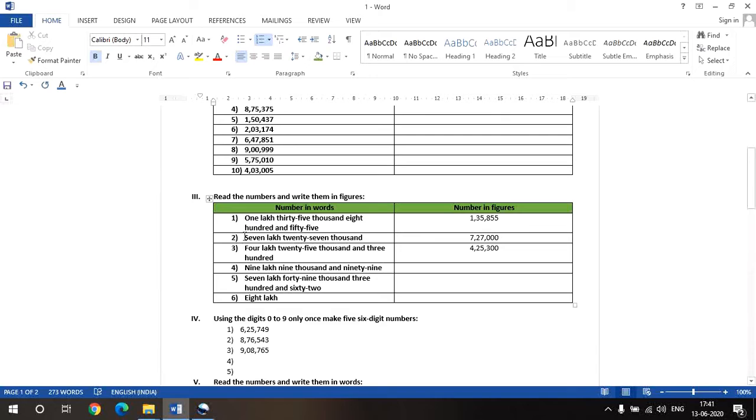So look at the second one. 7,27,000. First is 7 lakh. So what I write? 7. Then I write 27,000. 27. Okay. And remaining there is nothing there. So I put zeros in its place.